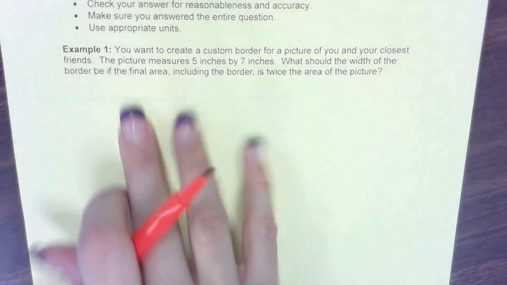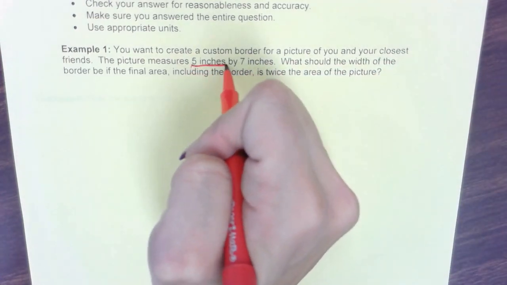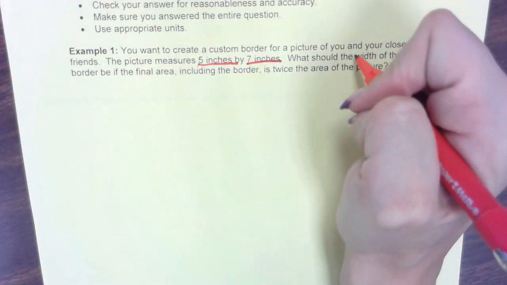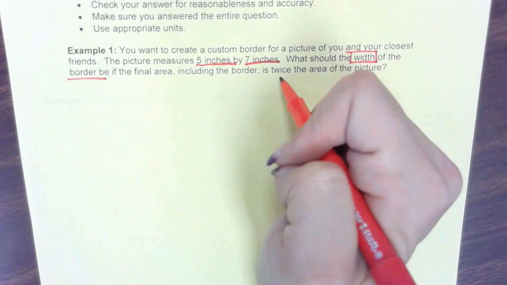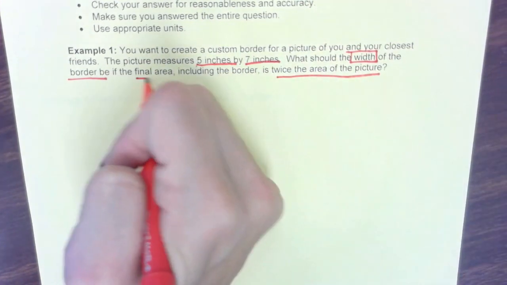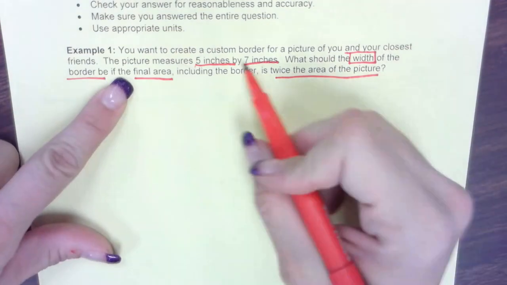So, example 1. You want to create a custom border for a picture of you and your closest friends. The picture measures 5" by 7". What should be the width? So we're finding the width of the border of the frame, if the final area is twice the area of the picture. Okay, so we know what we have, we know what we want. Next, we're going to draw.